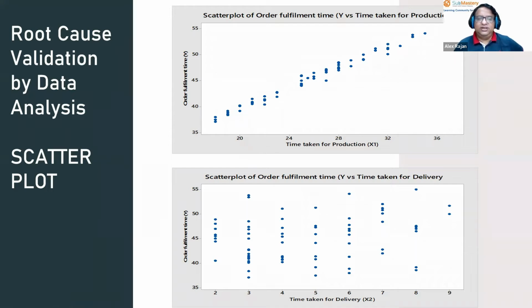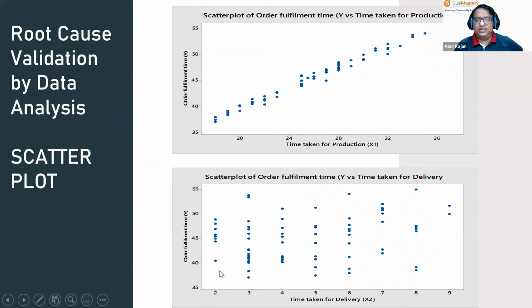Again, for the time taken for delivery and order fulfillment time, we are seeing that there is no linear pattern. We can see a scattering of data. When the data is scattered, we say there is no linear relationship between the X and the Y, the time taken for delivery and the order fulfillment time. So we say that order fulfillment is not dependent on time taken for delivery, because it is more of a scattering of the data.